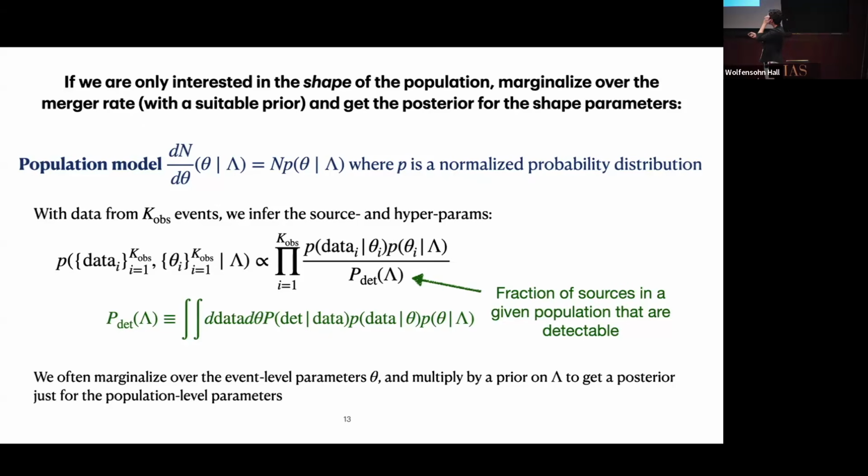which is nice because if you had no selection effects, this is very similar to what you just get for the single event PE likelihood, where now this p of theta given lambda is what you called your prior if you were just doing single event PE.